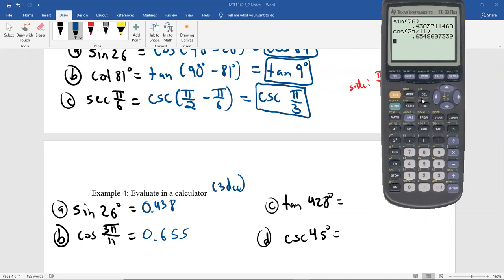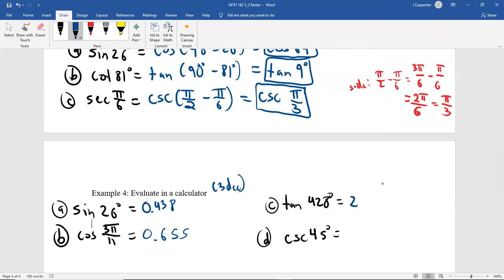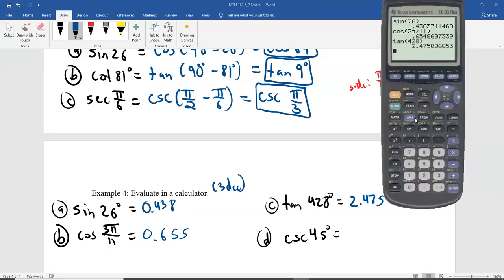These last two are in degrees, so I won't have to check the mode after this, but I do need to switch it back to degrees for now. Second quit. Tangent of 428. So this has gone a little more than a full circle. It does have an equivalent angle, a coterminal angle, but we're not worried about it. Every angle has a coterminal angle. We get 2.475. Rounded to the nearest thousandth, 2.475. And then cosecant of 45 degrees.